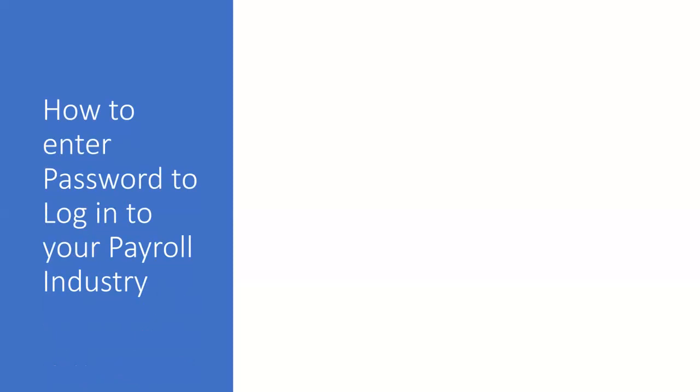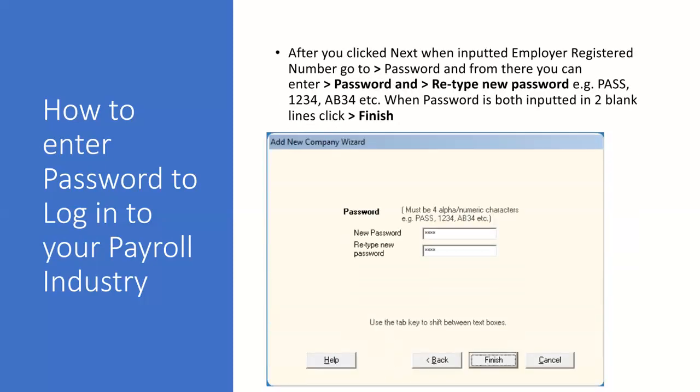This is how to enter password to log into your payroll industry. After you click next, when you have inputted employer registered number, go to password, and from there you can enter password and retype new password. An example of the passwords in the payroll is pass 1234 AB34 etc. When the password is inputted in both blank boxes here, once you're finished, click on the Finish tab. Now let's move on to the next slide.